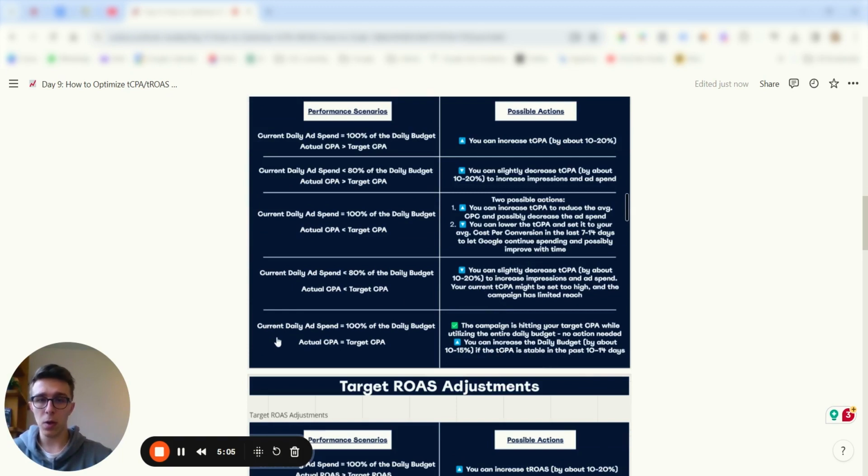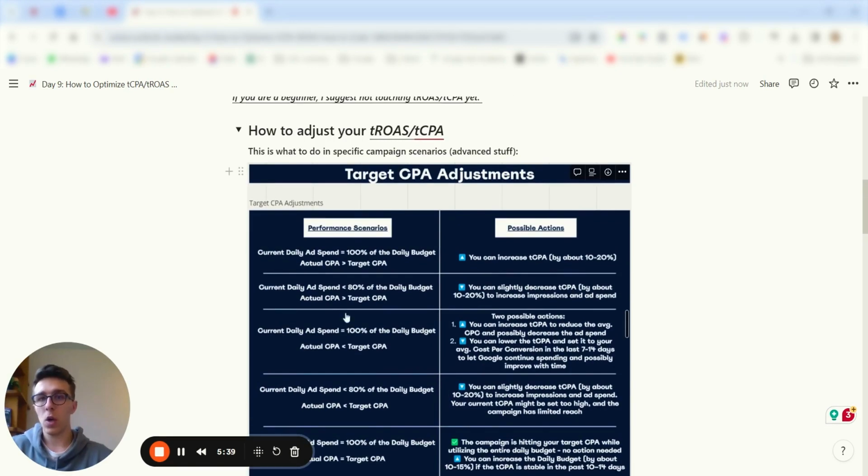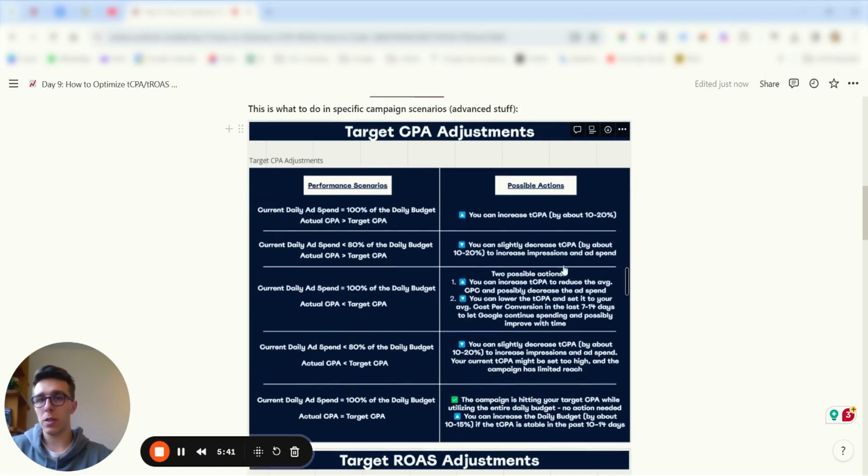Now, the fifth scenario is the ideal scenario, when you're spending your daily budget and the CPA is matching your target CPA. In this case, the campaign is hitting your target CPA while utilizing the entire daily budget, and no action is necessarily needed in this scenario. But what you can do is increase the daily budget by about 10 to 15% if the tCPA is stable in the last 10 to 14 days. This is what you can do to scale and improve the performance of this ideal scenario. I hope that this gives you a better understanding of the target CPA.